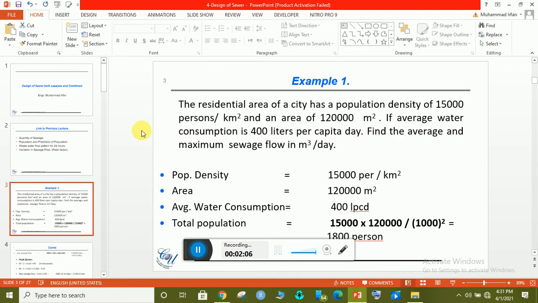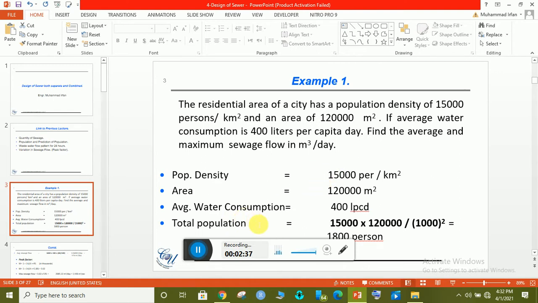this much, and the water consumption of that population is 400 liters per capita per day. You need to find the average and maximum sewage flow. The unit must be in meter cube per day. So simply you can see the population density is given, area is given, the average water consumption is also given.